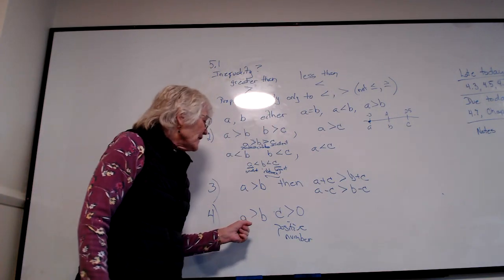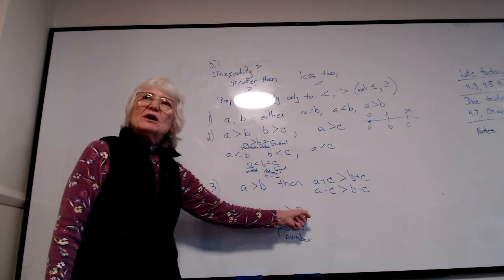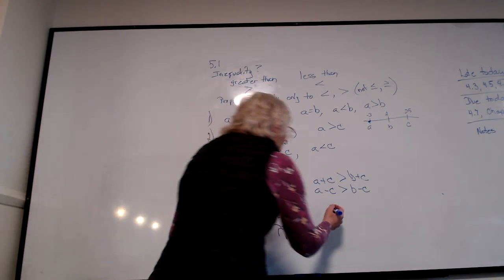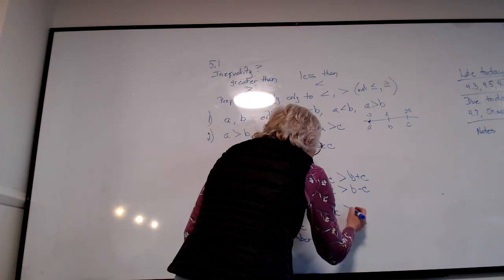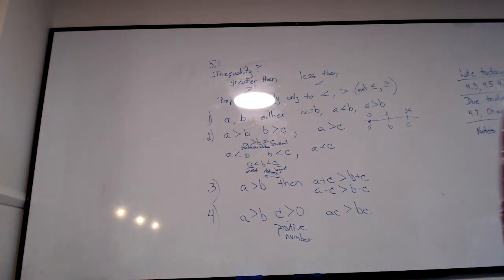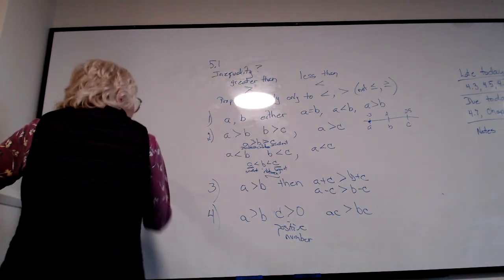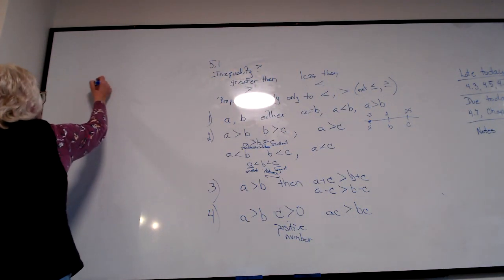So, if A is greater than B, and C has to be a positive number, then this is true. A times C is greater than B times C, okay? That is true. That's only when C is greater than 0, okay? If you do the other one, I'm going to tell you this one just to go along with it, okay? The fifth one goes along with this one. Actually, we won't call it the fifth one.